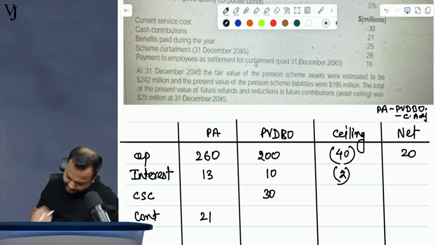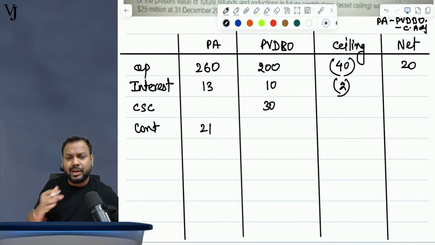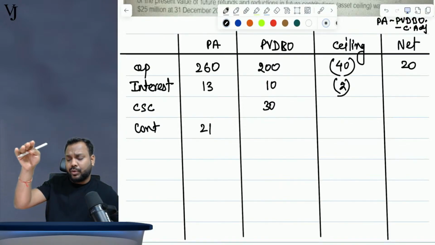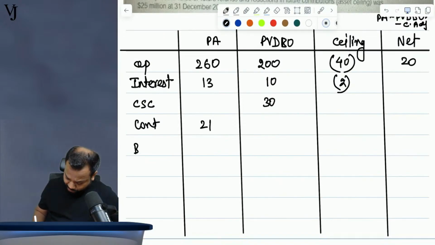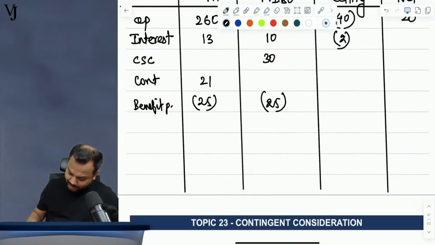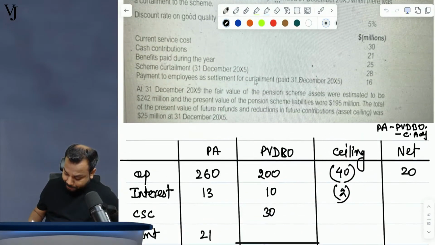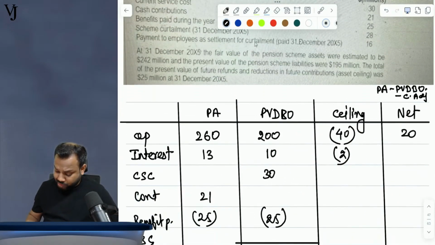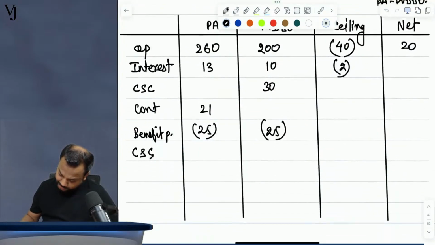Now benefits paid is 25. What is the journal entry for benefits paid? PVDBO account debit to plan assets. Benefits paid is 25. Scheme curtailment and settlement. Curtailment means reduction of the PVDBO. Settlement means reduction of the plan assets. 28 and 16.